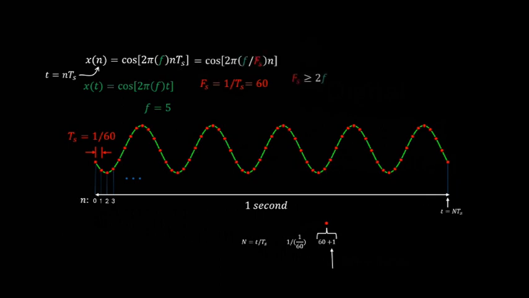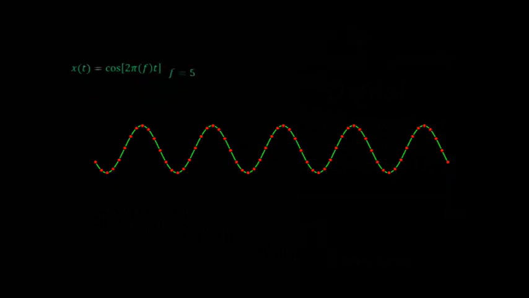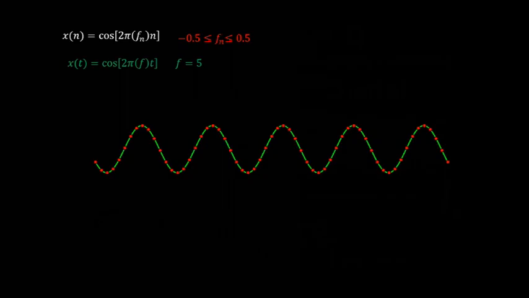Following the Nyquist theorem, Fs should be greater or equal to 2 times f, the maximum frequency of the sinusoid. Therefore, the maximum frequency, normalized frequency in the discrete time, can only be 0.5. So for expressions like this, where the normalized frequency is 0.35, we know that everything is okay. On the contrary, for expressions like this, where the normalized frequency is 0.8, there must be something wrong in there. In the discrete world then, Fn is bounded between -0.5 and 0.5 normalized hertz.